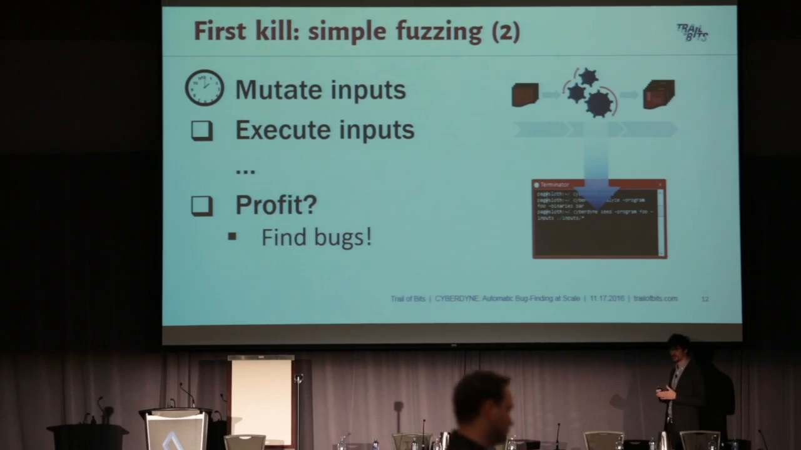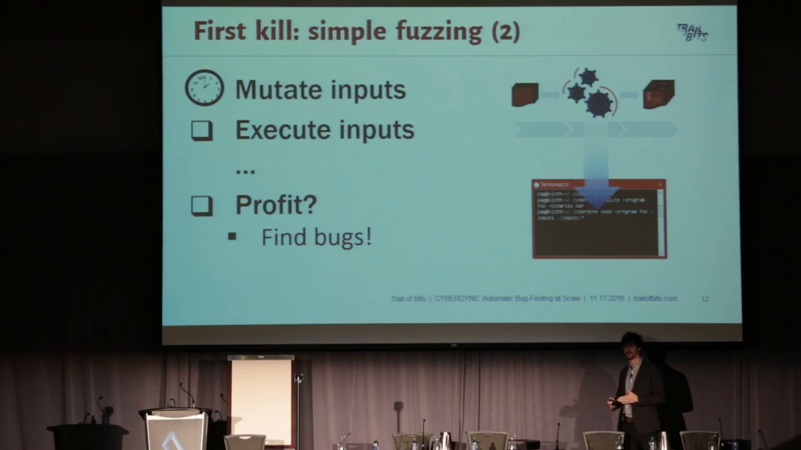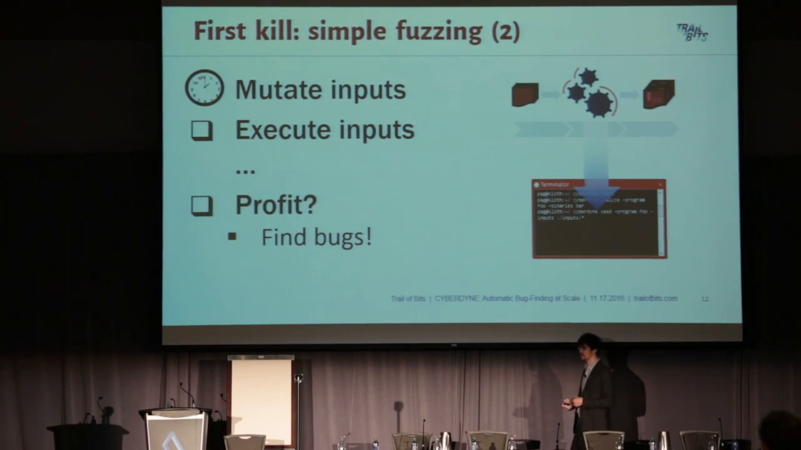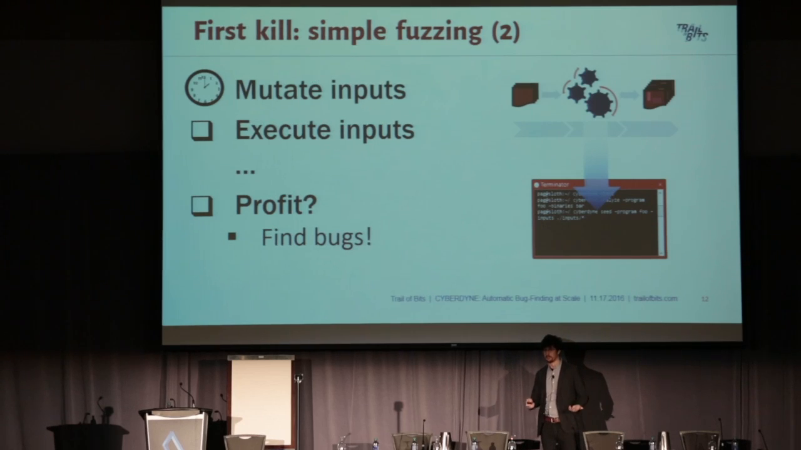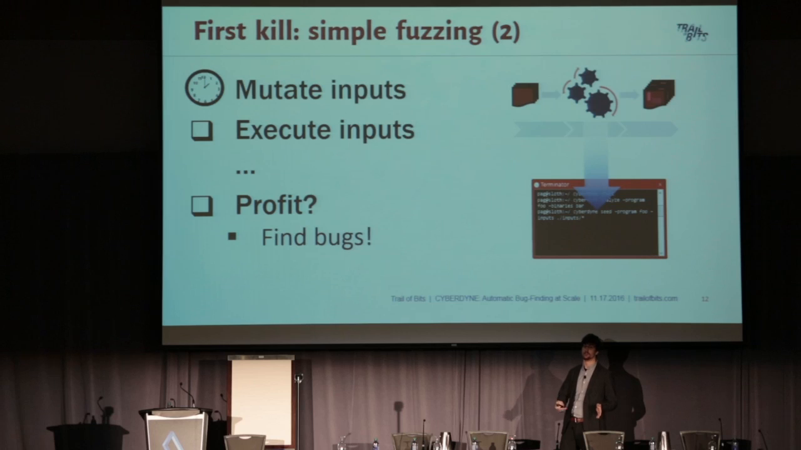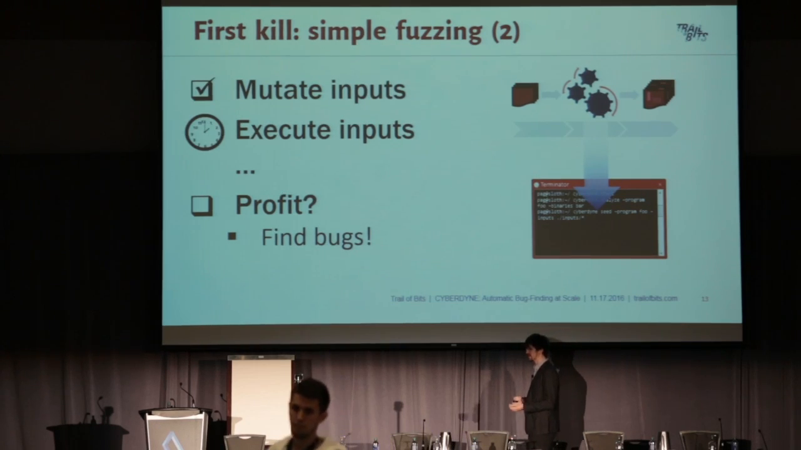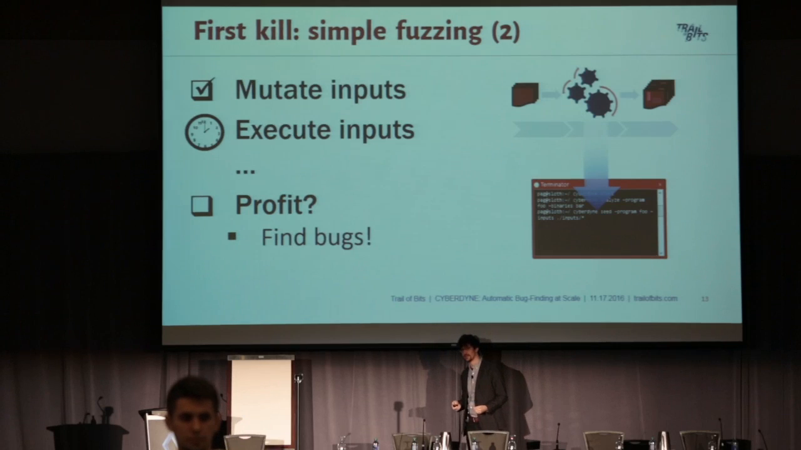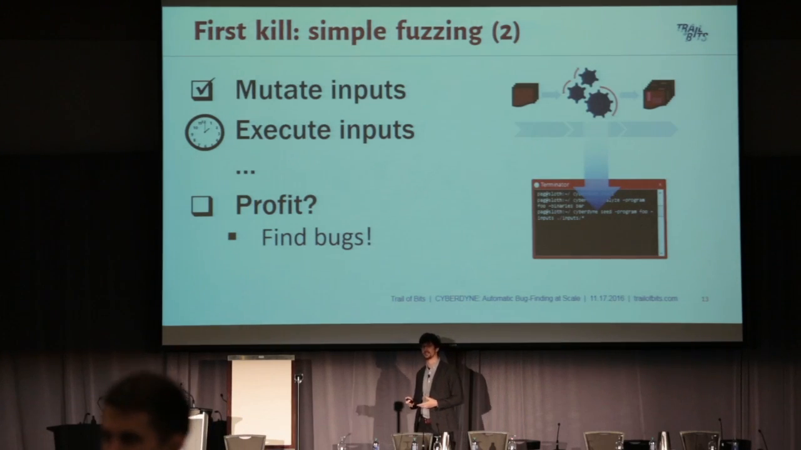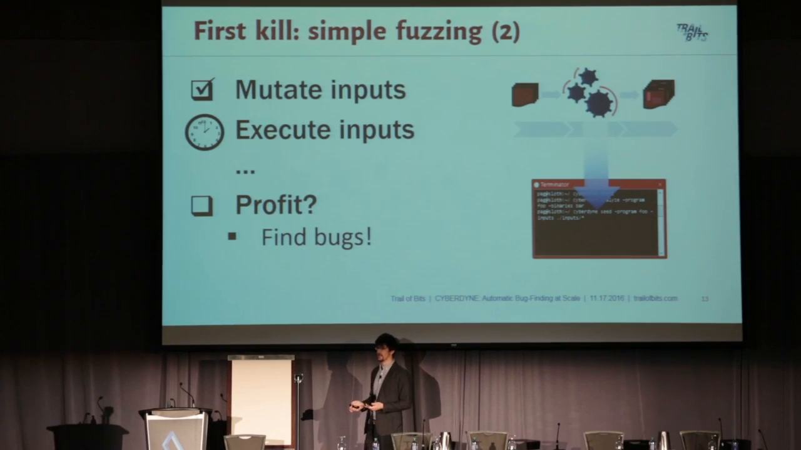So this is the process of a simple fuzzing campaign. We mutate inputs. We can do as many mutations as we want, generating millions or billions of inputs. We spend a bit of time doing this, then we can execute those inputs. Hopefully, one or more of these inputs is going to cause a crash. We don't really know though.